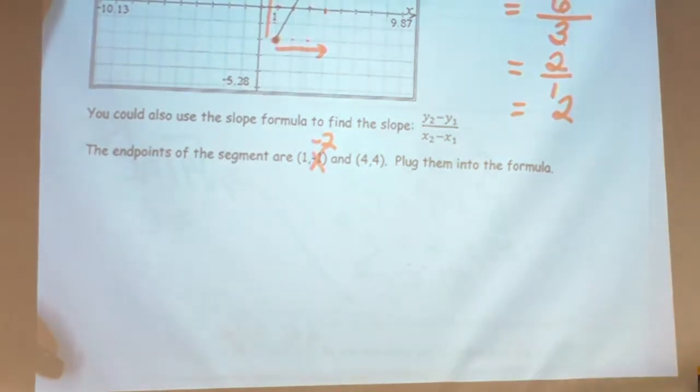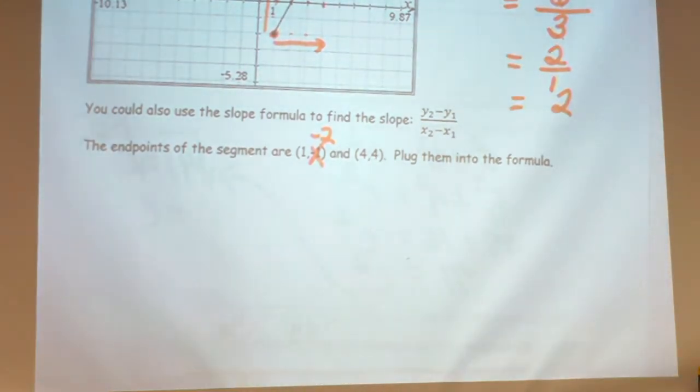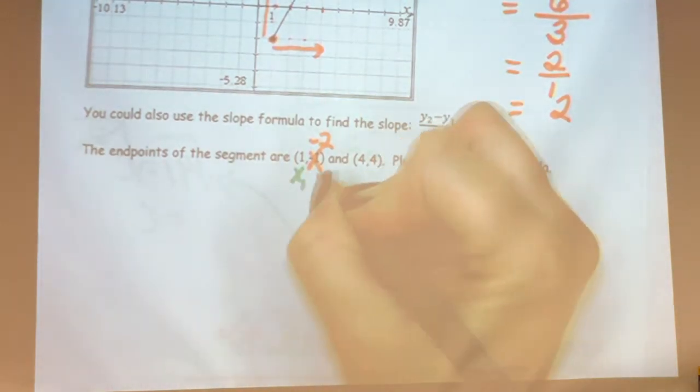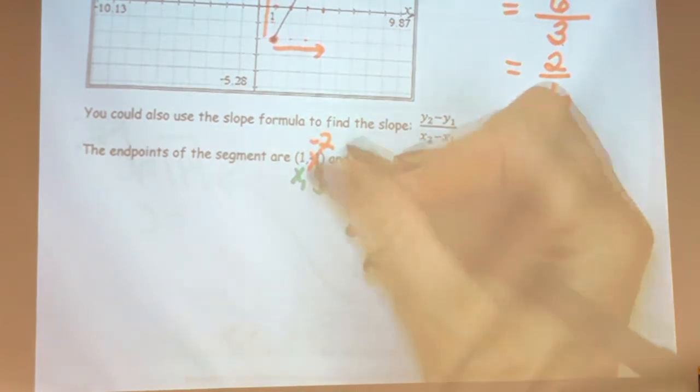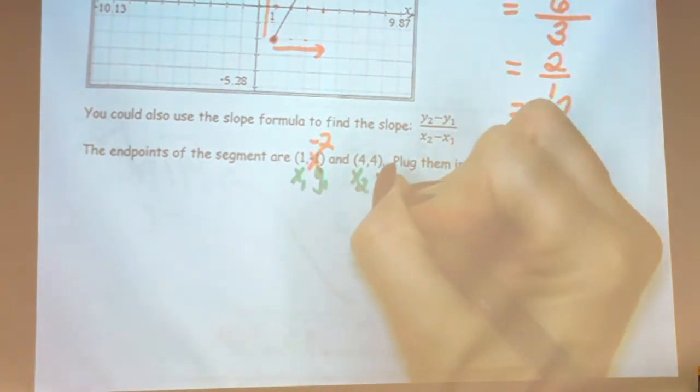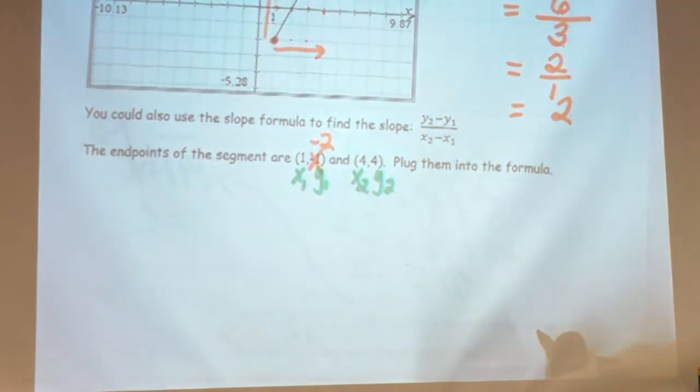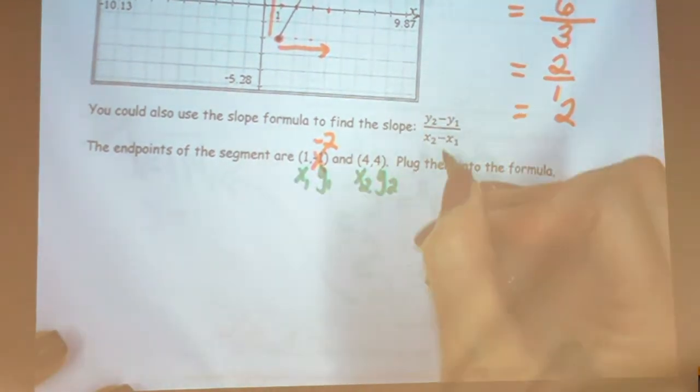And then we plug them into the formula. Okay? So again, we're going to label these as x1 and y1 and x2 and y2. So this is my x1, this is my y1, this is my x2, and this is my y2. Okay? So let's plug them in.